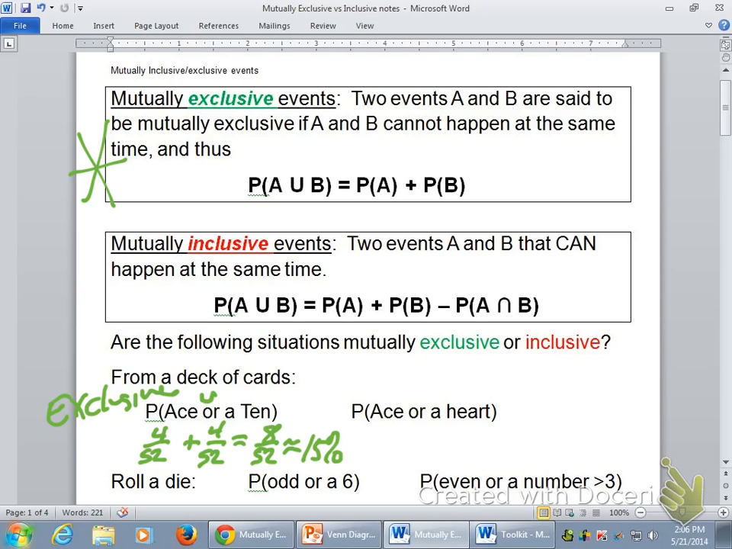Now let's go over here and look at the ace or a heart. What's different about this problem? Ace or a heart. Don't forget that's a U. These two things can happen at the same time, can't they? These are inclusive. So because it's inclusive, I have to use my inclusive formula. I have to still add the two probabilities together, but then I'm going to subtract whatever they have in common.